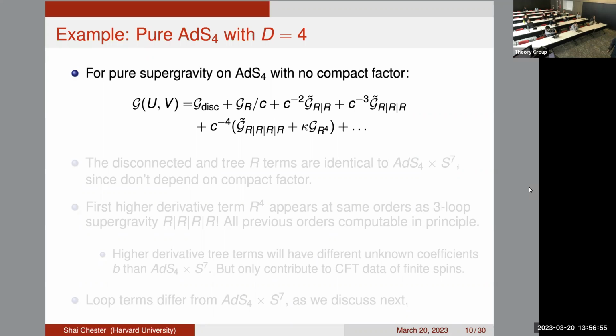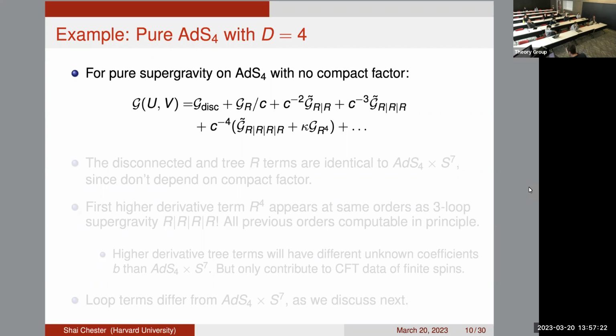But at one loop, it starts to differ because the one loop calculation is sensitive to the KK mode spectrum. And because we have no compact spacetime, we just don't have any KK modes other than the gravity multiplet. So this is a different function, and now it's G tilde instead of G. Then here I show a 2-loop term as well as a 3-loop term. And curiously, the first higher derivative correction, just from dimensional analysis, first shows up at this order, so it's actually at the same order as the 3-loop term.